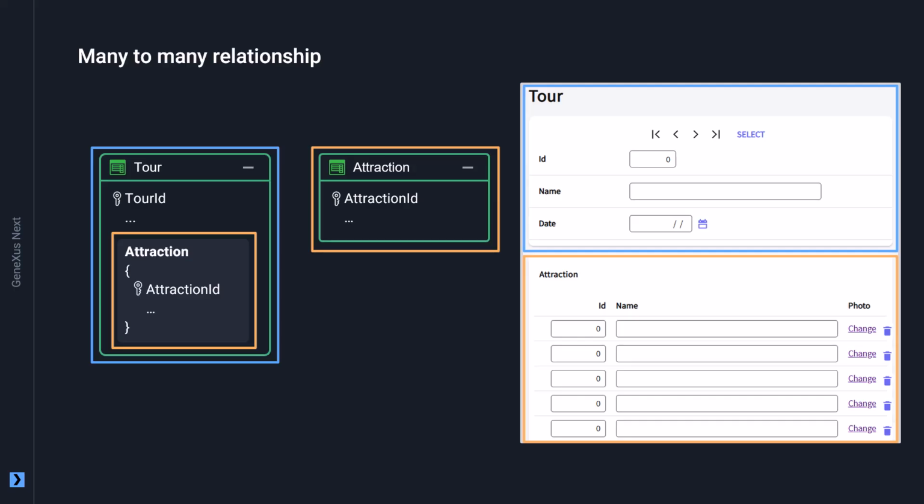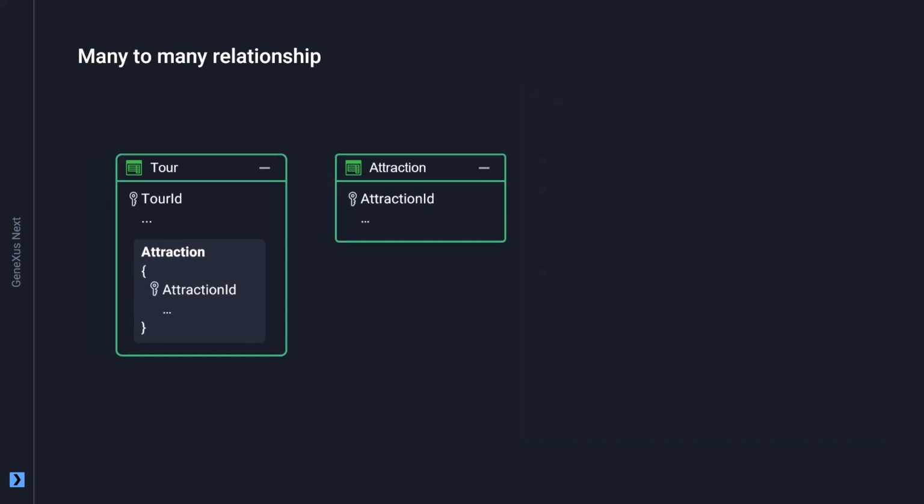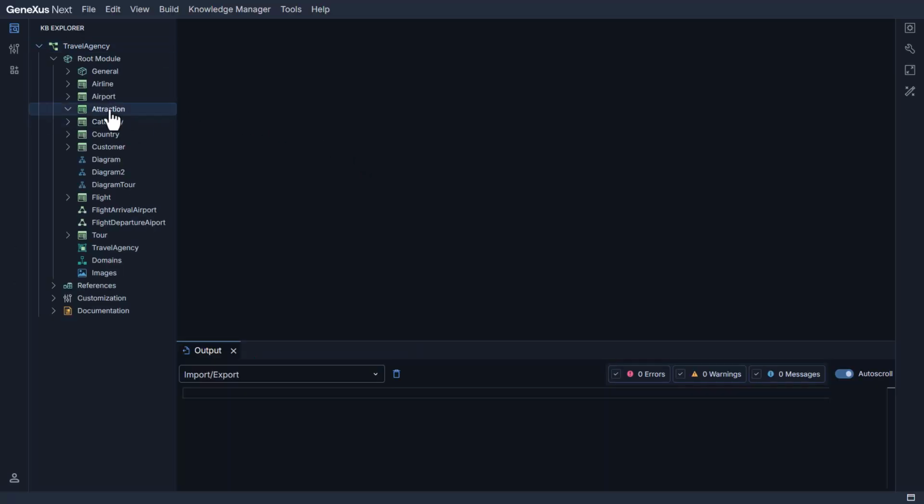In our case, the agency asks us that when the user is going to enter the data for a tour, they can already enter all the attractions included in it. So this model is the one we need. Let's do this in GeneXus.